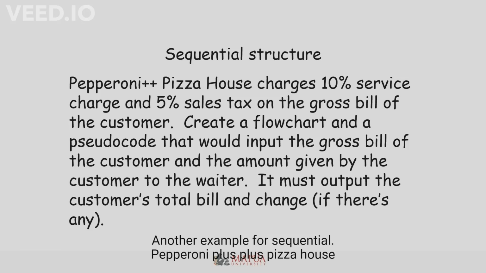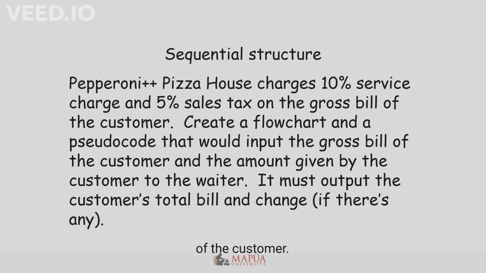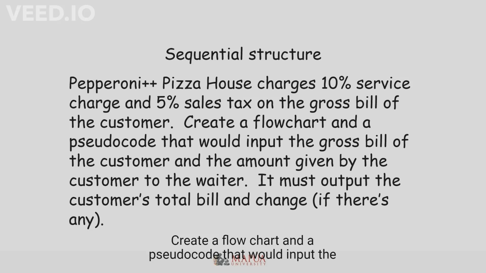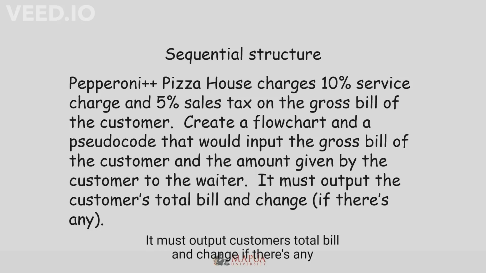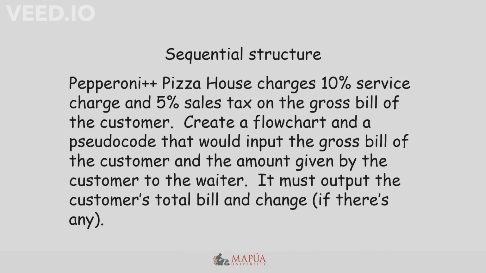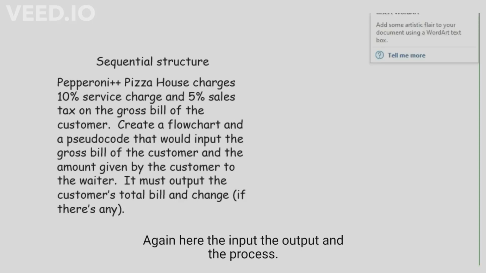Another example for sequential. Pepperoni Plus Plus Pizza House charges 10% service charge and 5% sales tax on the gross bill of the customer. Create a flowchart and a pseudocode that would input the gross bill of the customer and the amount given by the customer to the waiter. It must output the customer's total bill and change if there's any. Let's identify first again the input, the output, and the process.